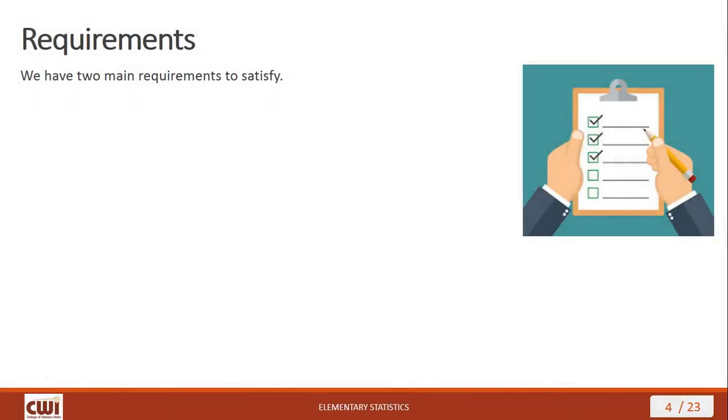Let's talk about those two requirements that I mentioned earlier. We have two main requirements that we need to satisfy. The first is that the sample is a simple random sample. That's pretty much a given because this is pretty much a requirement for most, if not all, of what we've been doing so far. The second is that the population has a normal distribution. And as I mentioned, we're going to be more strictly adherent to this requirement than we were before.